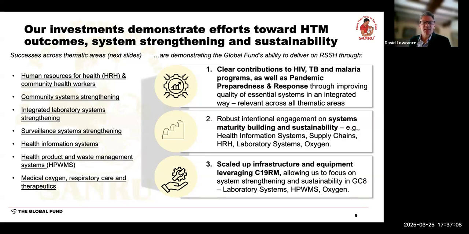And you'll see in the examples, we're going to look at some country examples, how there have been clear contributions to the HIV, TB, malaria programs and to PPR. And then you'll also see some examples of where we've been able to demonstrate progress within a maturity model or maturity framework, where the system's capacities have been progressed.